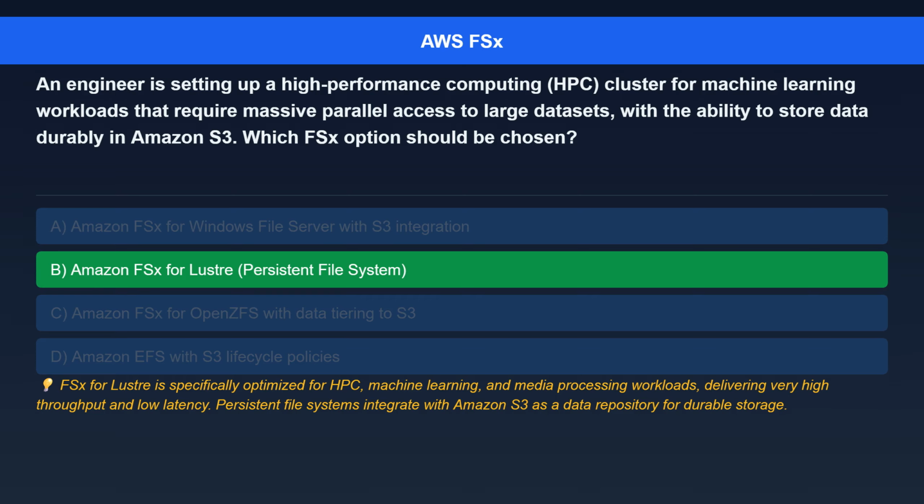The correct answer is Amazon FSx for Lustre, persistent file system. Here's the explanation. FSx for Lustre is specifically optimized for HPC, machine learning, and media processing workloads, delivering very high throughput and low latency. Persistent file systems integrate with Amazon S3 as a data repository for durable storage.